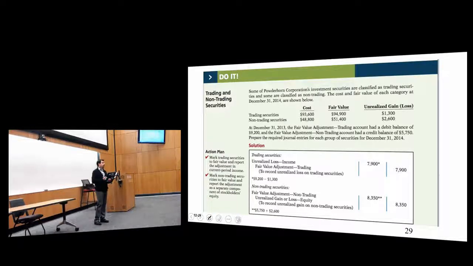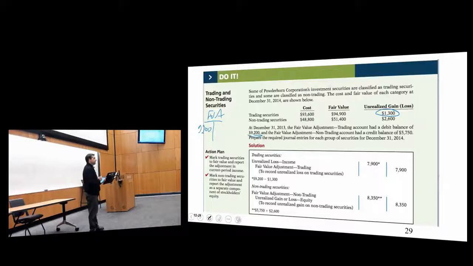So for the first one, they told us that for the trading one, it had an original debit balance of 9,200. So the fair value adjustment for trading had a debit balance of 9,200. At the end of the year, it has an unrealized gain.